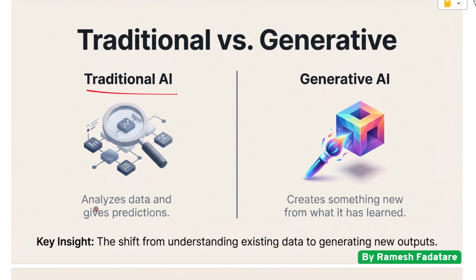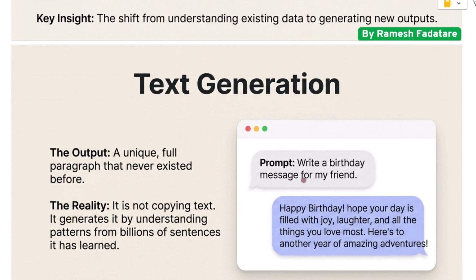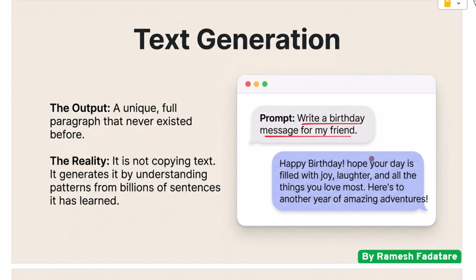The easiest way to understand it is this. Traditional AI can analyze data and give predictions. Generative AI can actually create something new from what it has learned. Here's a simple example. If you tell a generative AI model, write a birthday message for my friend, it will create a full paragraph that never existed before. It is not copying text. It is generating it by understanding patterns from billions of sentences it has learned from.